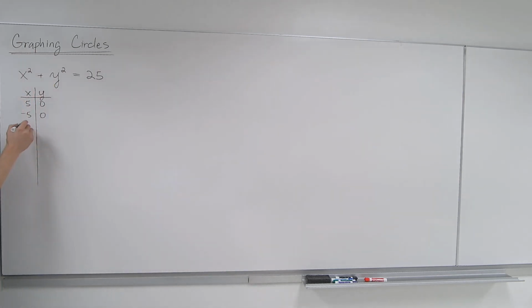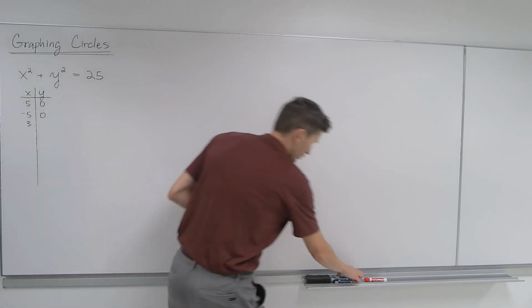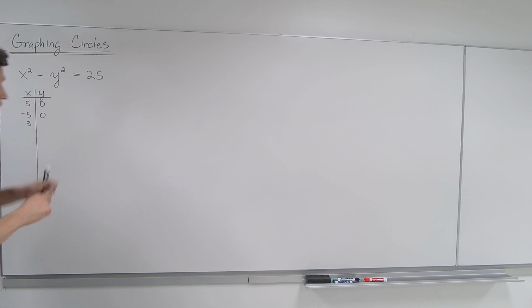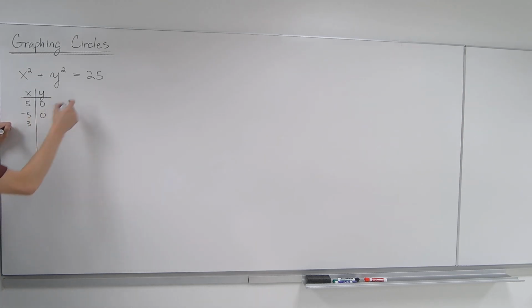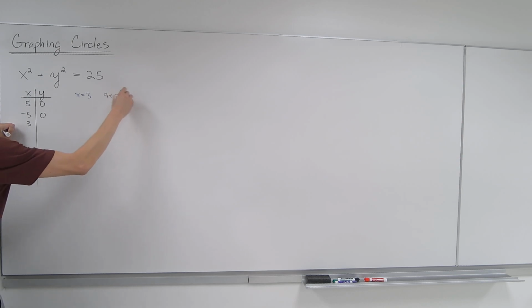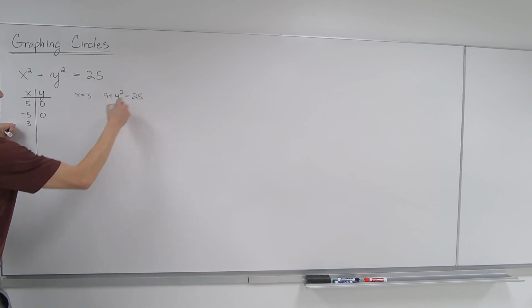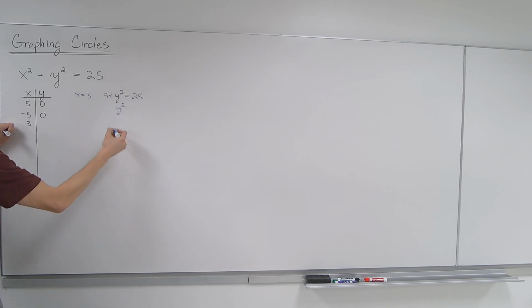So for example, let's try 3, right? What's 3 squared? 9, right? Okay. So let's put x equals 3 in, and we get 9 plus y squared is equal to 25. Okay, so what is y squared equal to? Subtract 9 from both sides. What's 25 minus 9? I think it's 16. 16 it is, right?